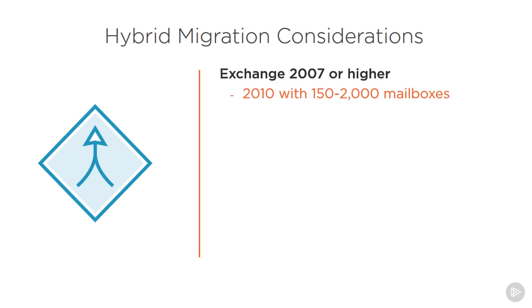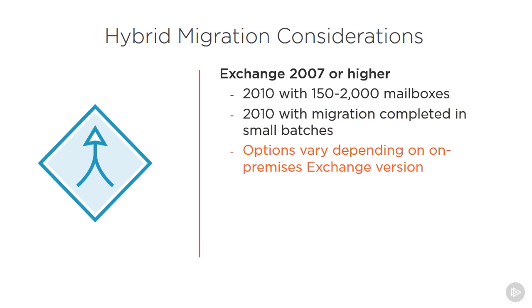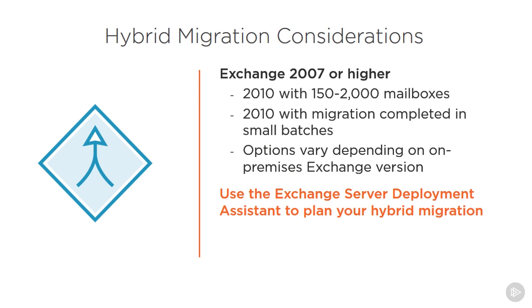complete that migration. For example, if you're running 2010 with between 150 and 2,000 mailboxes, hybrid migration will be working for you, and will do so by creating small batches of users at a time, roughly 150, to complete the migration process. But if you're running a later version like 2013 or 2016, you also have another option within the wizard to run a minimal hybrid migration. So the options are going to vary depending on what flavor that you're running on-prem.